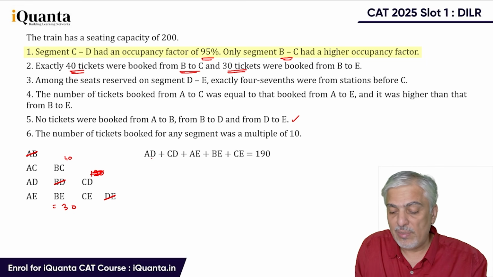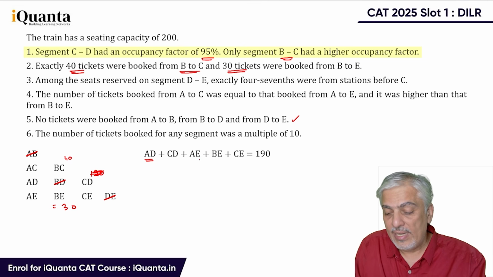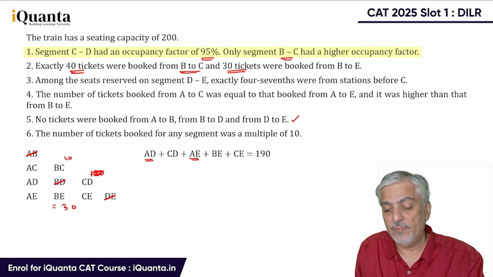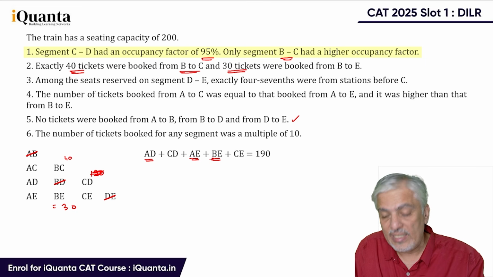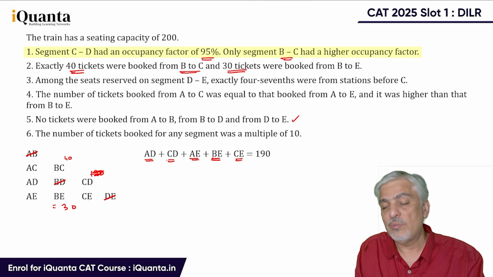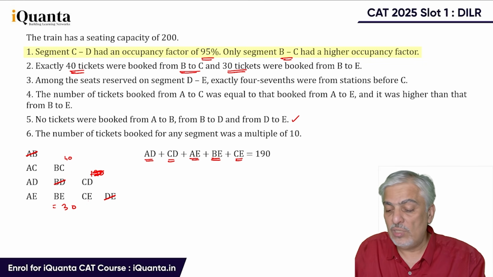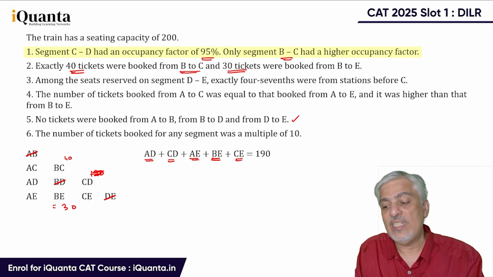If I book a ticket from A to C, it doesn't go through CD, but A to D goes through CD. A to E also goes through CD. Then B to C will not go through CD. B to E will also go through CD. And then C to D will not go through CE, but CE will go through CD. And obviously CD itself will go through CD, my bad. CD will go through CD, and that will be 190. So the total of these 5 is 190, which is given to us. That will be my equation 1.